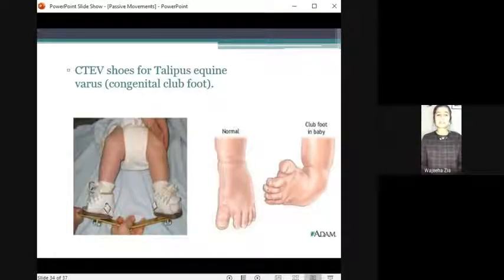The next example is CDEV shoes. These shoes are used for the talipes equinovarus. This is a congenital clubfoot disease of the newly born. In this condition, shoes are worn by the newly born baby, and it will help to reduce the deformity.